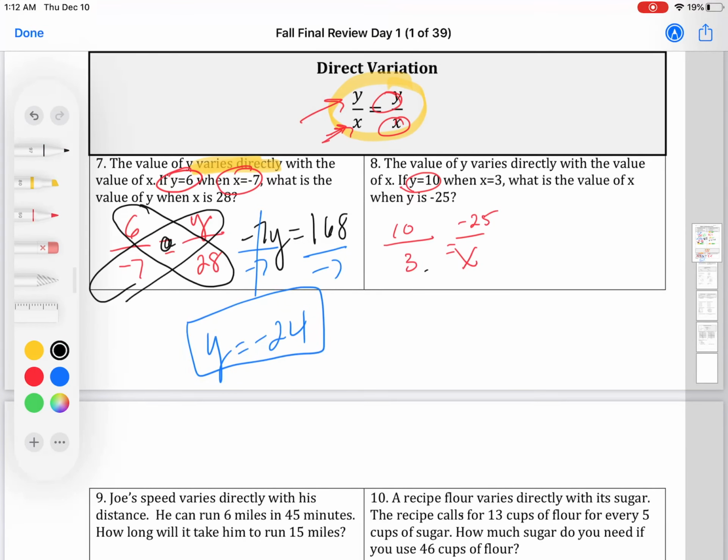So we're going to do the exact same thing, but very easy. 3 times negative 25 is the number negative 75. 10 times x is the number 10x. So now go ahead and get that last step. What would you do to get x completely by itself?